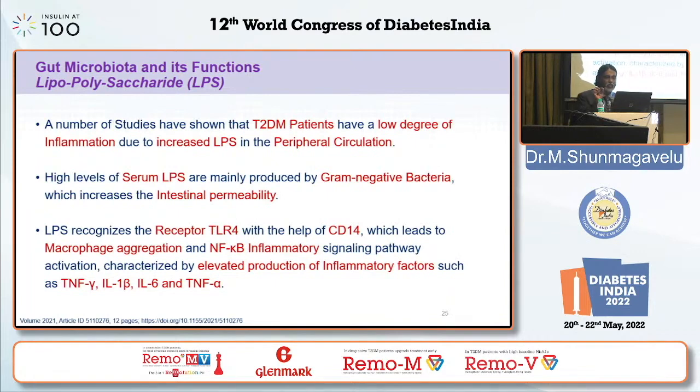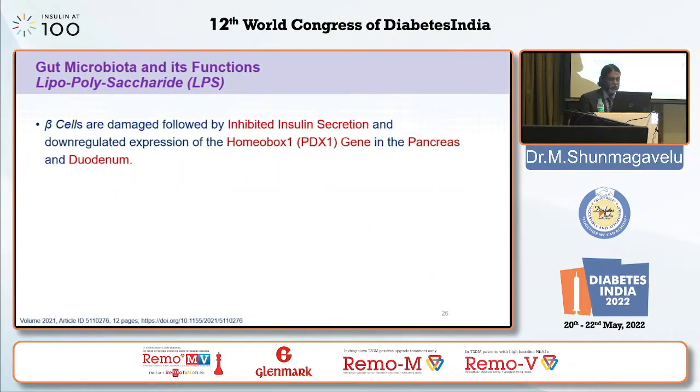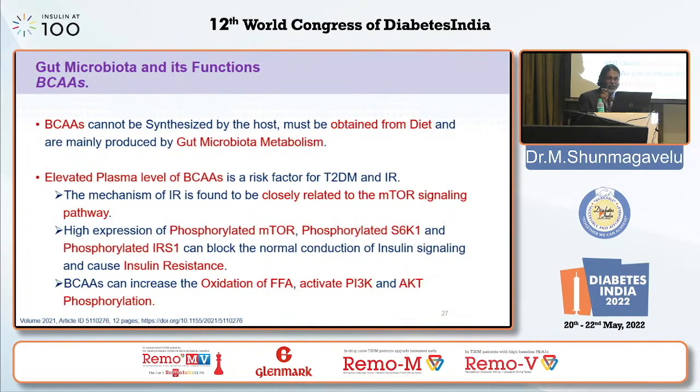Next is lipopolysaccharide. High levels of serum lipopolysaccharides are mainly produced by gram-negative bacteria, and they play an important role in the pathogenesis of type 2 diabetes in that they recognize toll-like receptor 1. They also activate the nuclear factor kappa B inflammatory signaling pathway, characterized by increased circulating levels of inflammatory markers or cytokines. And beta cells are damaged by the inhibited insulin secretion mediated by downregulated expression of the PDX1 gene.